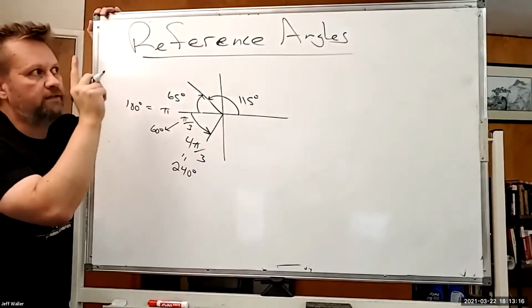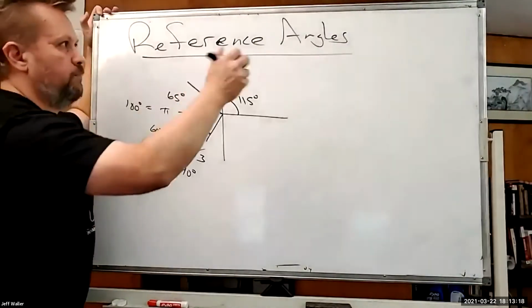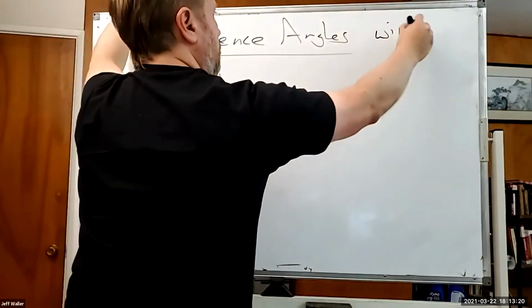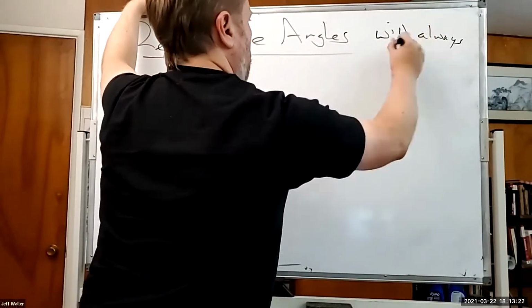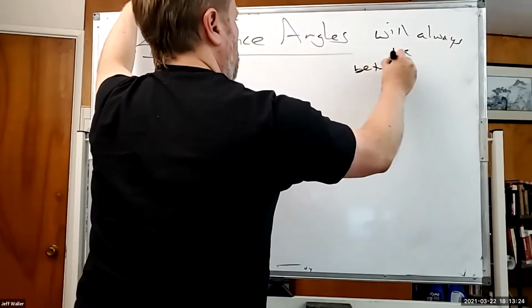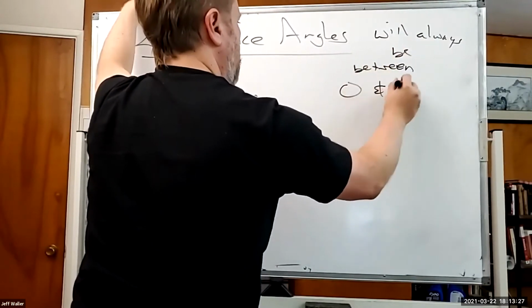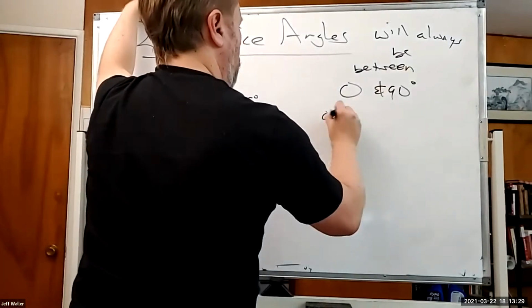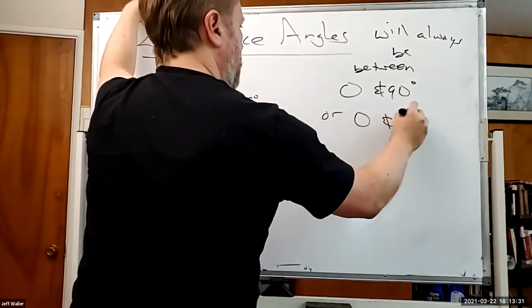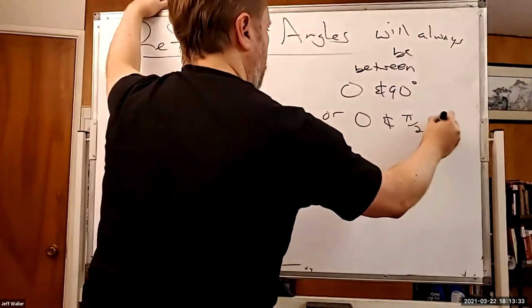So a reference angle will always be between 0 and 90 degrees, or 0 and pi over 2 radians.